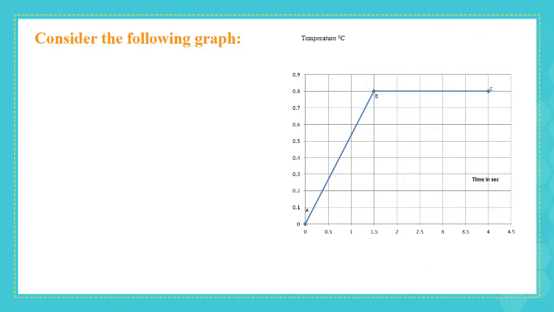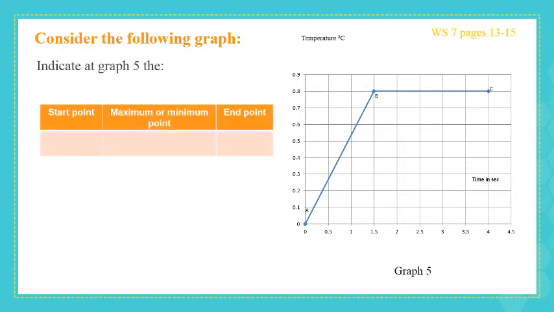Graph 5. In this graph, what is the start point? A, B, or C? The start point is A. What are the coordinates of point A?